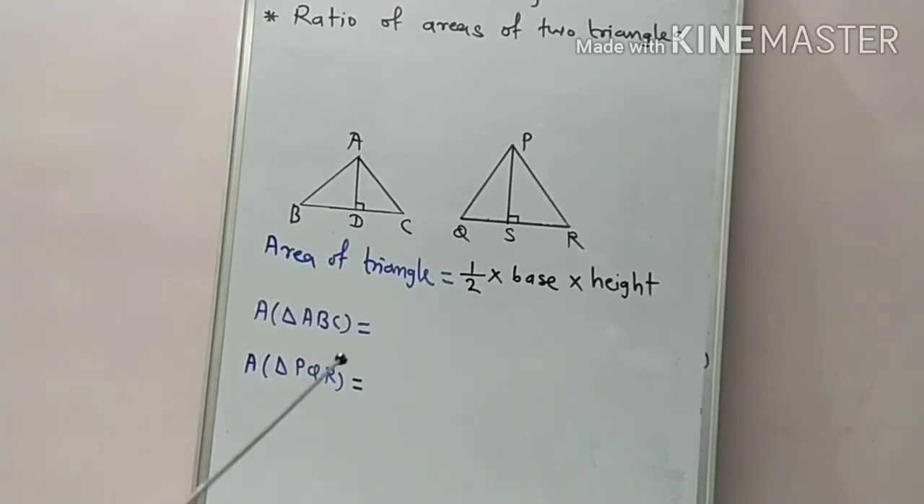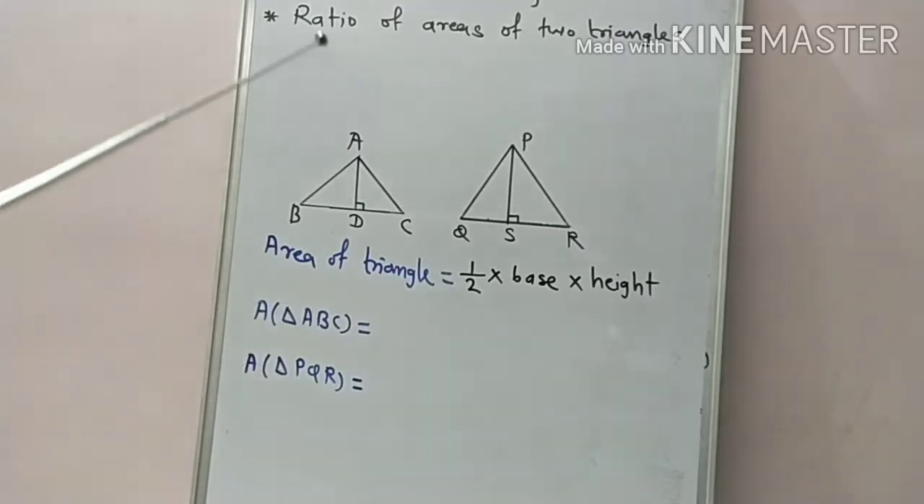So for triangle ABC, what is the area of triangle ABC? According to the formula, half into base into height. Base is side BC, and height is the perpendicular segment AD. So we write half into BC into AD. Similarly for triangle PQR, according to the formula, half into base into height means half into QR into PS.